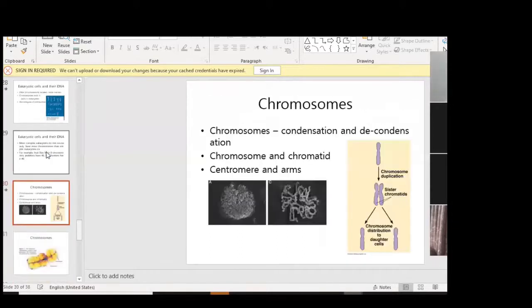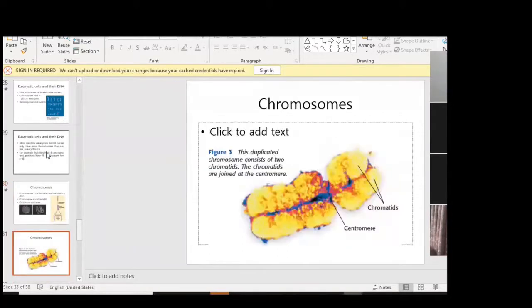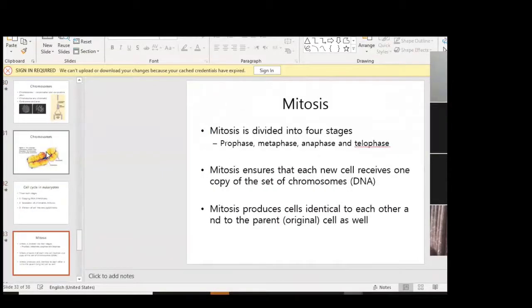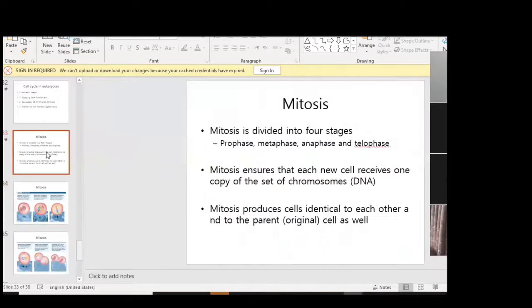Okay, and then we will be talking about the DNA, how it is divided, what chromosomes are, the cell cycle in prokaryotes, and the cell cycle in eukaryotes, and then the most famous thing, mitosis.